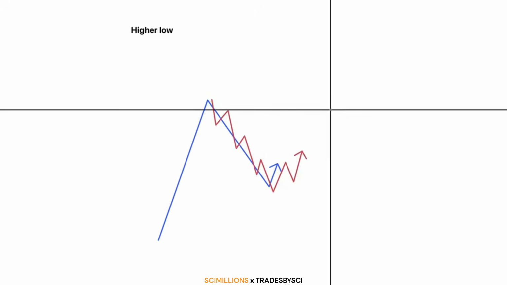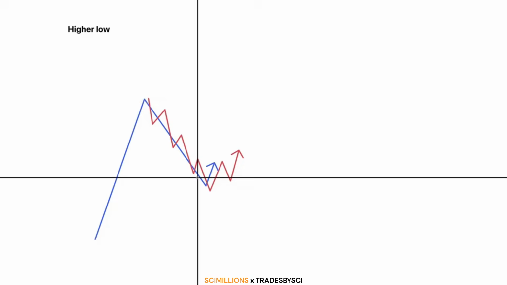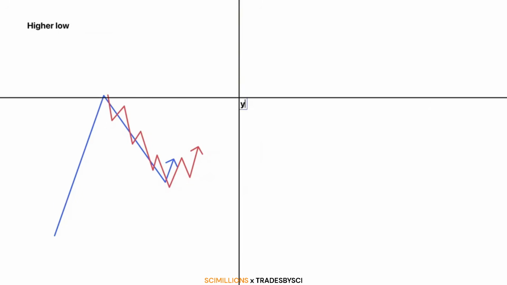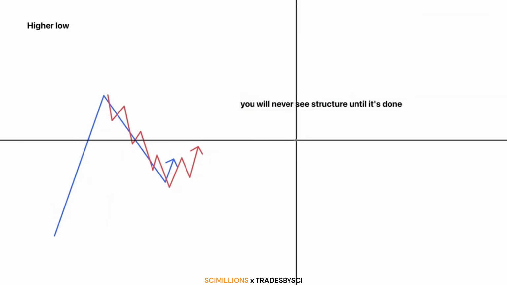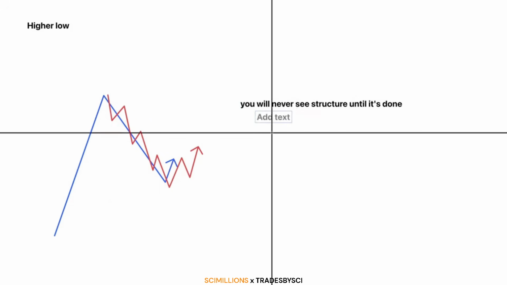Now, yesterday I explained to you guys, when you have a high, price is normally making a higher low. One thing you will never see is structure until it's done, right? You will never see structure until it's done. The structure has to be formed. So normally this is going to come from candles closing.